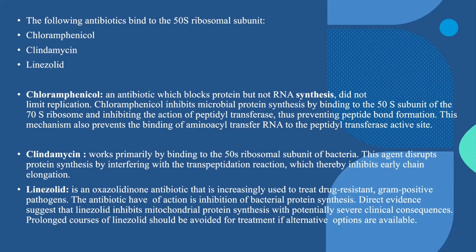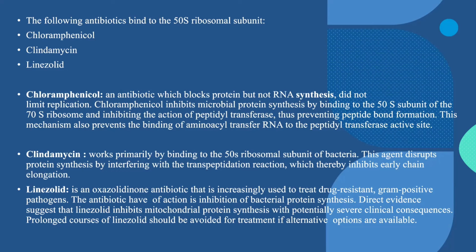Chloramphenicol is an antibiotic which blocks protein synthesis, but it does not affect the process of transcription or replication. Chloramphenicol works by preventing the binding of amino acyl tRNA to the peptidyl transferase active site. We know that there are three important sites: the exit site, the peptidyl site, and the A site, the amino acid site. So chloramphenicol prevents the binding of amino acyl tRNA to the peptidyl transferase active site.